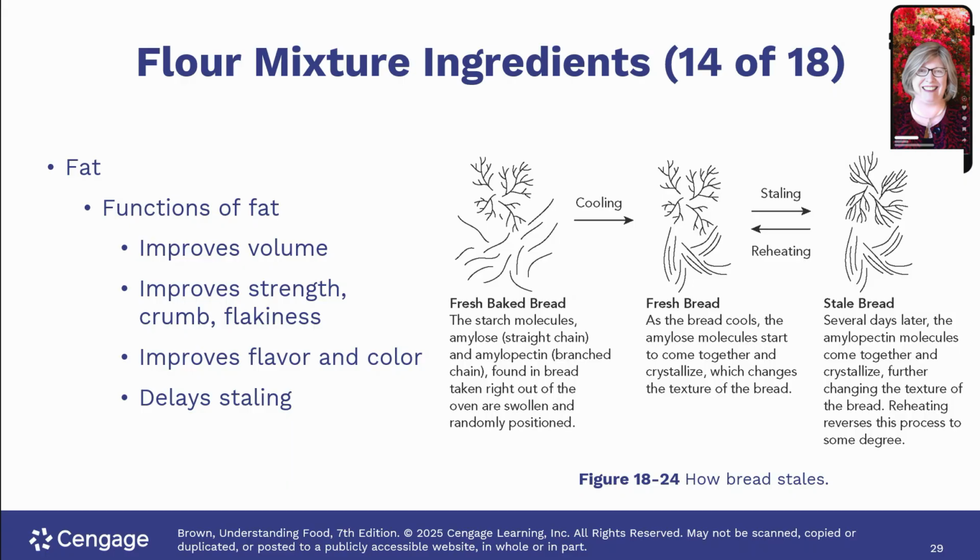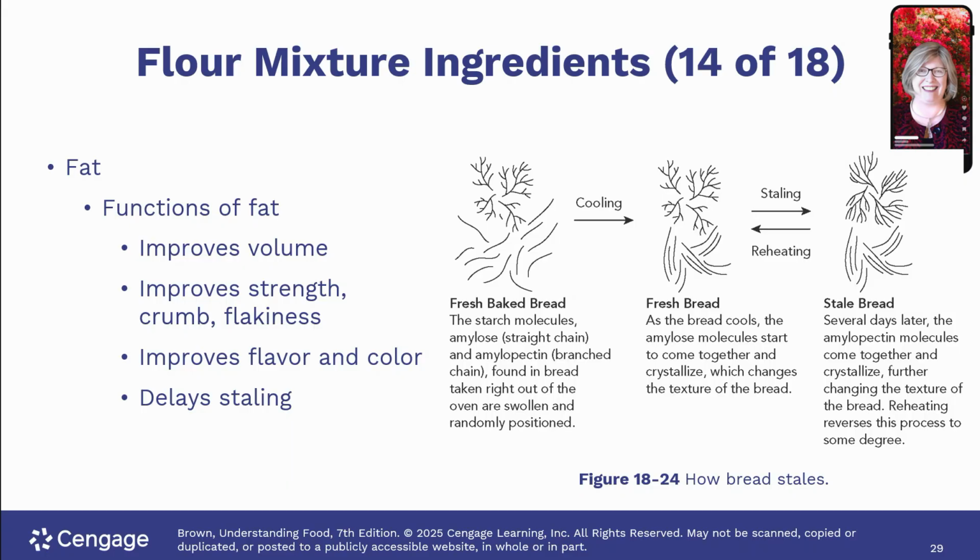As the bread cools, the amylose molecules, which are the straight chain, start to come together and crystallize, and that changes the texture of the bread. If you can remember amylose is straight chain, or if you can remember amylopectin being the branch chain, that would make this all make sense. Because if it's a straight chain, as we've learned previously, they can line up and pack more tightly than branch chain, which obviously can't do that because of the branches.